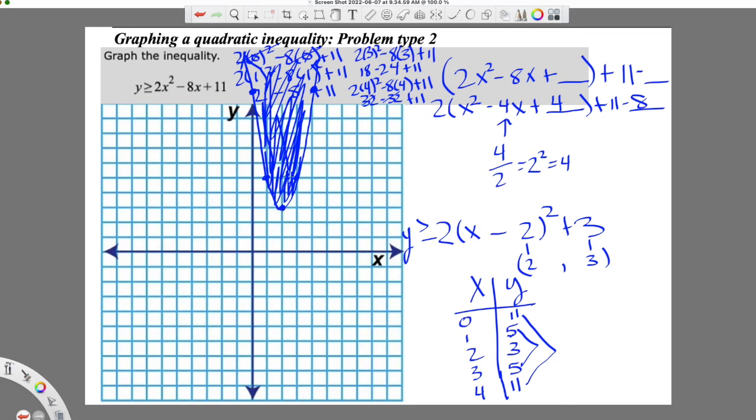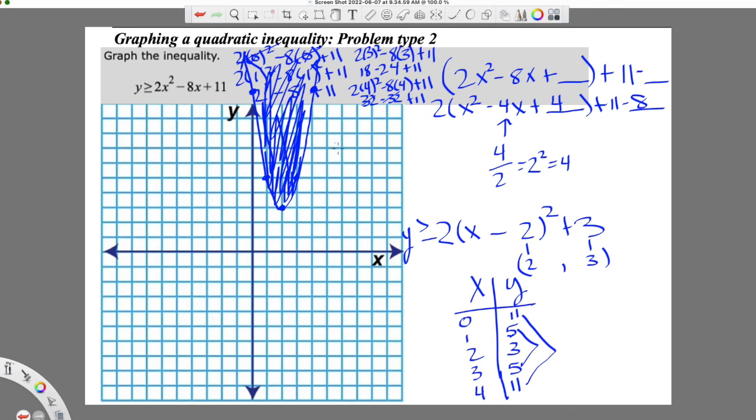I mean, it's either inside or it's outside. So if it's opening up and I say it's greater than, it's inside. If it was less than, it would be outside of the parabola. And it's all of the outside of the parabola. And then same thing if it was opening down and it said greater than, it would be all of the outside. If it was opening down and it said less than, then it would be all of the inside. So just pay attention to that.